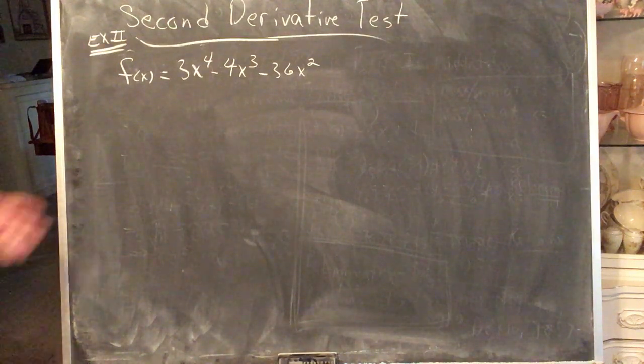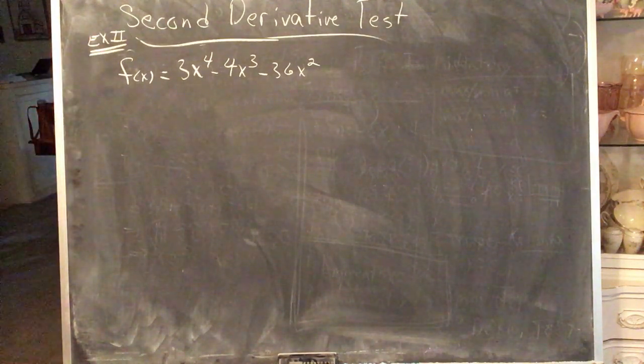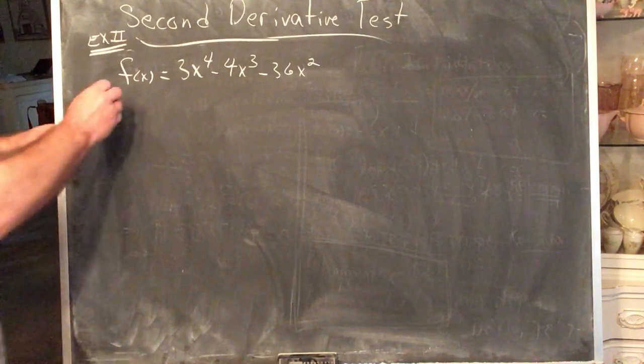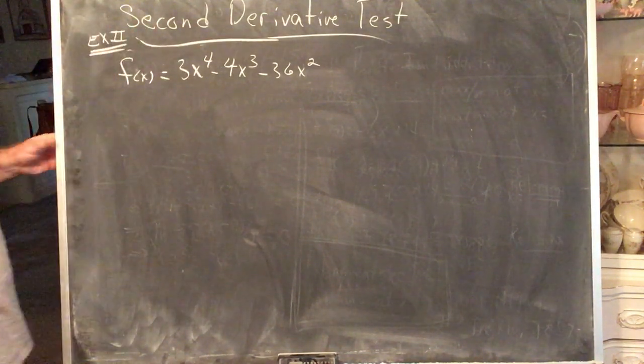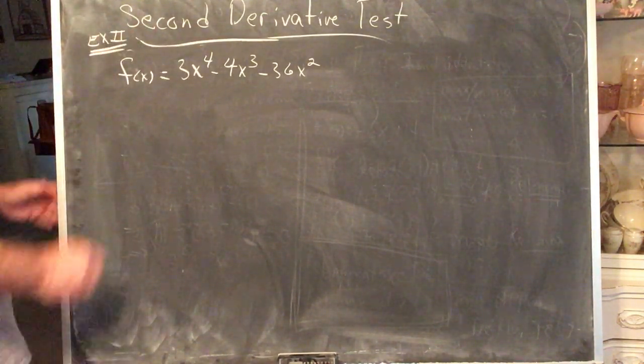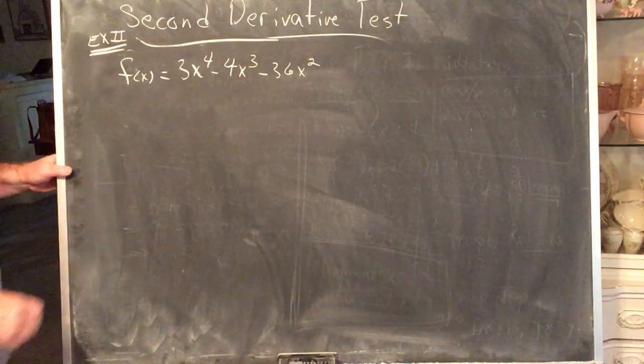All right, so example 2, another polynomial function, and we'll work through this in exactly the same fashion, maybe with a little bit less exposition, but this is the procedure. Use the second derivative test to find and categorize the relative extrema.